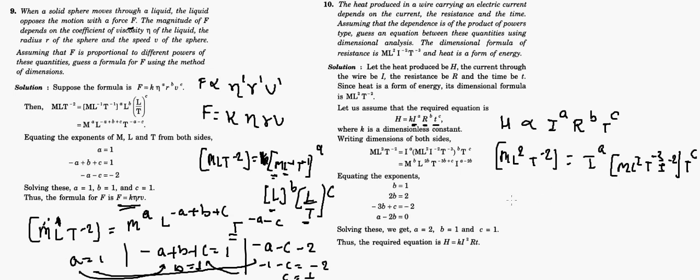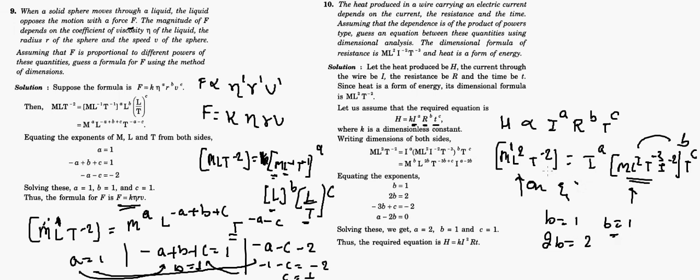You can equate as in the previous way. Let's see M. M has power 1 here, and on the right M raised to power b. So basically we have b as 1. Now for L, L raised to power 2, and here L raised to power 2b, so 2b is 2, and b is 1. For T, T raised to power -2 here, and on the right T raised to power -3b plus T raised to power c. So overall we get -3b plus c is equal to -2.